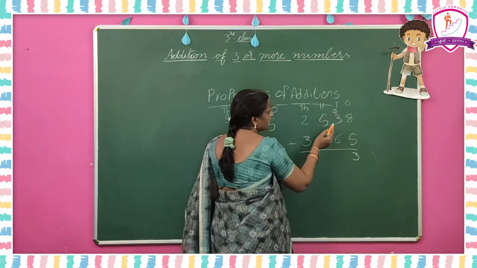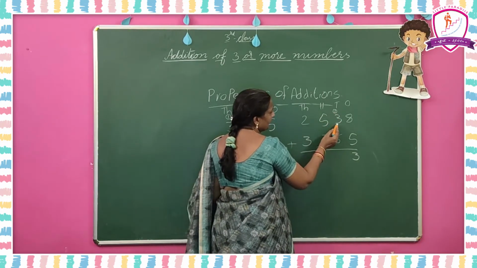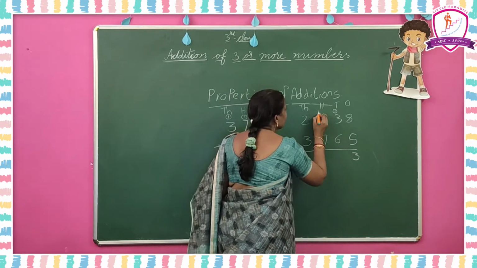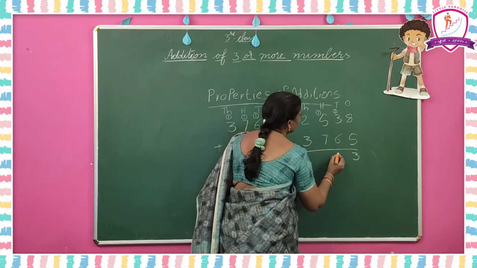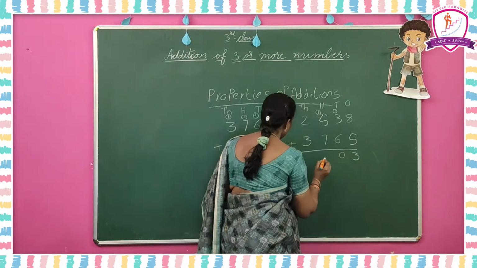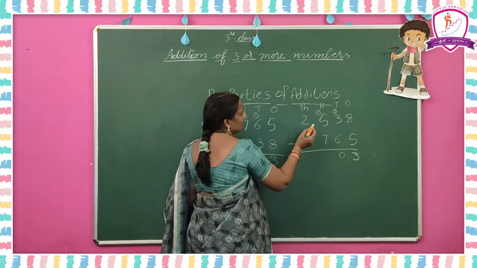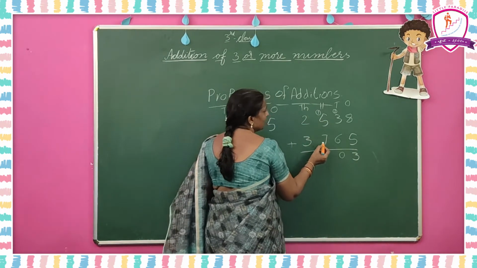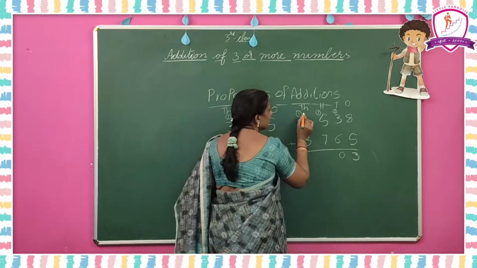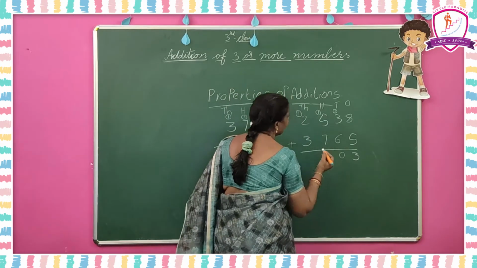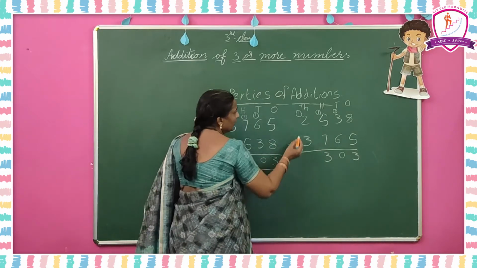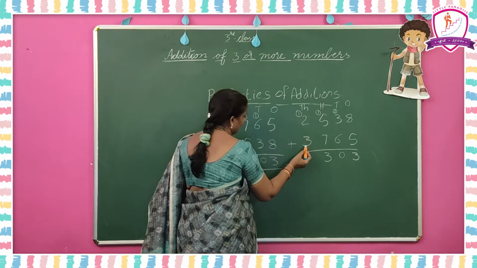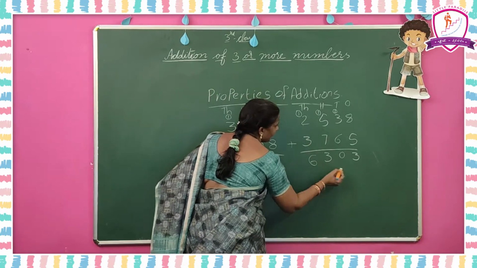Next add tens column. 1 plus 3 is 4. 4 plus 6 is 10. 10 means take 1 as carry forward in hundreds column and 0 under tens column. Now add hundreds column. 1 plus 5 is 6. 6 plus 7 is 13. In 13, take 1 as carry forward in thousands place and take 3 under hundreds column. Now add thousands column. 1 plus 2 is 3. 3 plus 3 is 6.